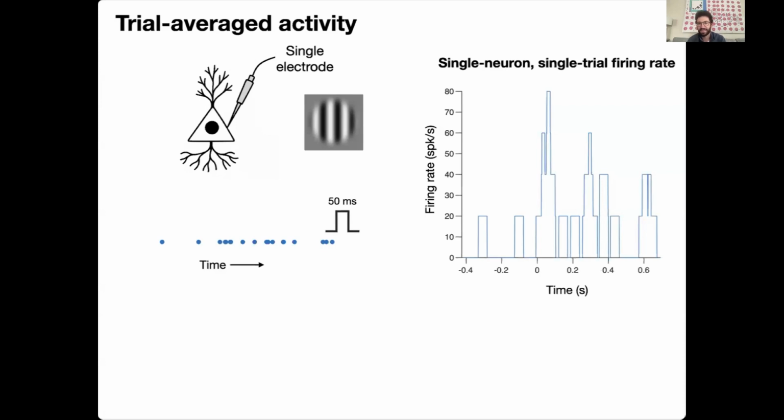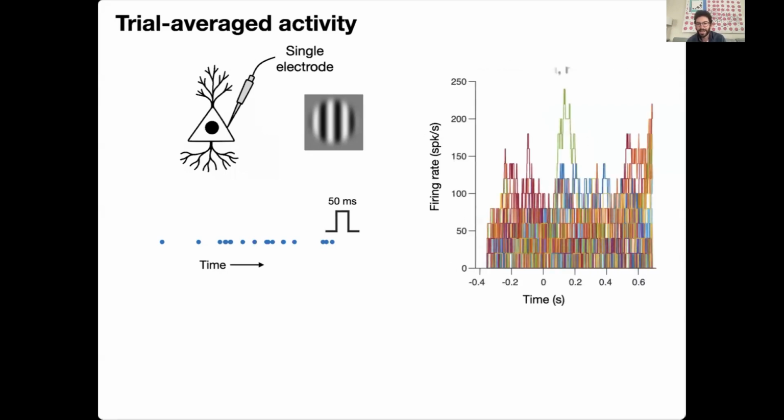What you should notice is that this kind of looks like garbage. It's very, very noisy. This is a problem. It's hard to infer much from this very noisy firing rate plot. And so what we do as scientists is we repeat this many, many times. We show the same stimulus, and we get many trials. So now I'm showing you the single trial firing rate from a single neuron over many repeated trials.